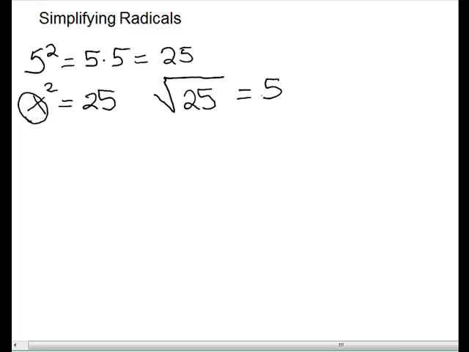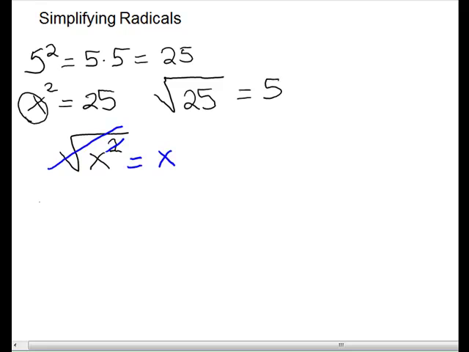If we did the square root of x squared, the radical symbol and the exponent actually will cancel each other out to leave us just x. The radical or root is the inverse of raising something to a power.